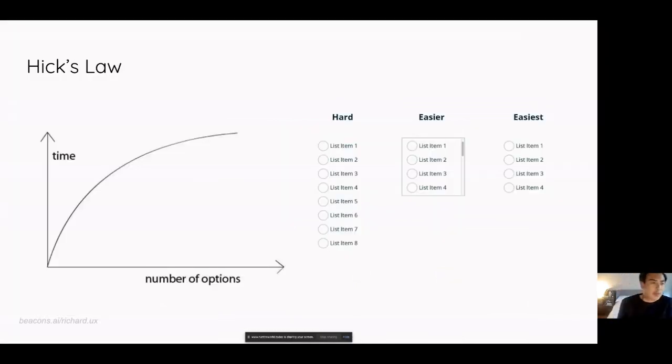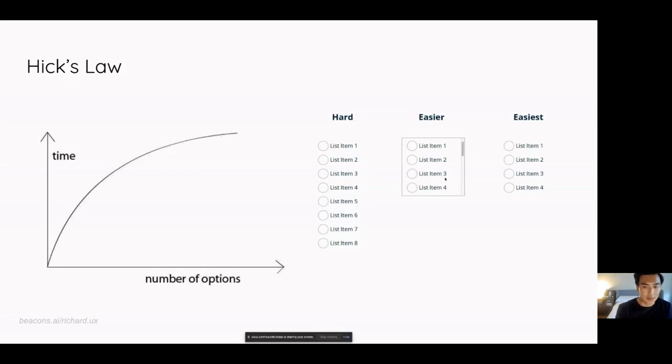Cool. The next concept here is called Hick's Law. And Hick's Law basically says that the decision-making time has an exponential correlation with the number of options you need to choose from. So a very simple representation of that is this thing here, where you have 8 options in a row. That's a lot of processing power. It'll take them, let's say, 40 seconds to make a decision.